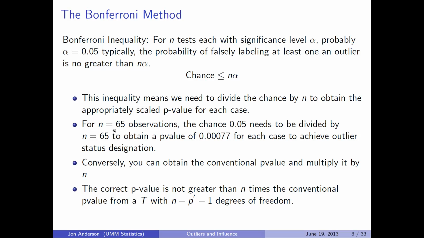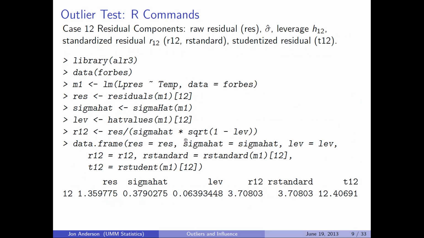For 65 observations here in the second bullet, I point out that it would be something like about a 0.001 p-value that would be needed in order to have about the right error rate. And so this Bonferroni correction is done automatically in R using one of our outlier test functions. And that's how we'll do outlier tests.